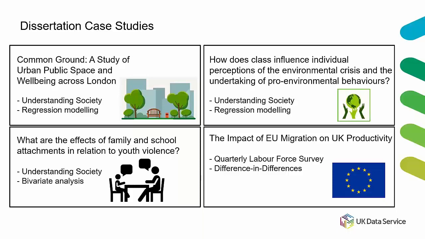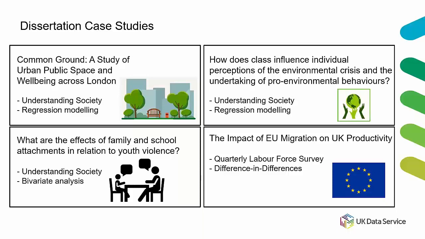And another study that used Understanding Society, another dissertation, used the questions for the younger people, and this looked at family and school attachments in relation to youth violence. So looked at things such as whether playing truant from school or how often children spoke to their parents, whether this impacted their levels of youth violence.